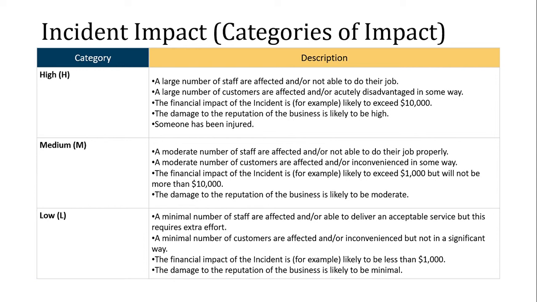If it is more than $1,000, you should consider it as a medium impact ticket. Got it? Okay. And the damage to the reputation of the business is likely to be minimal. When compared to medium, it will be very minimal. If it is an immediate reputation issue, you should consider it as high.